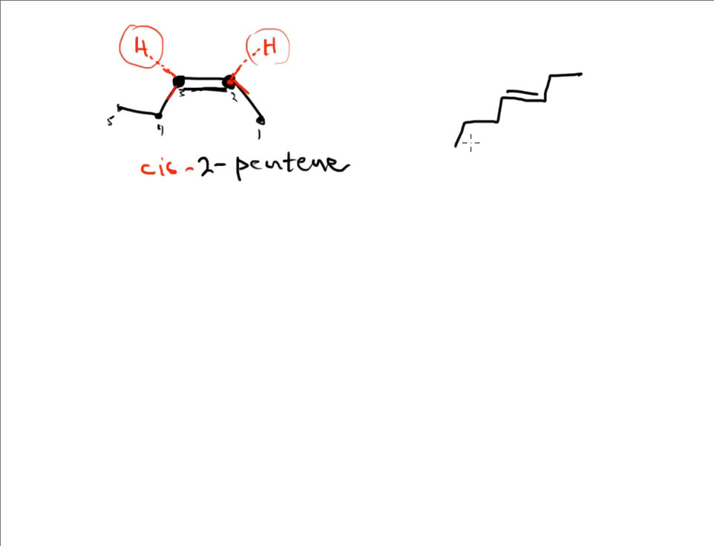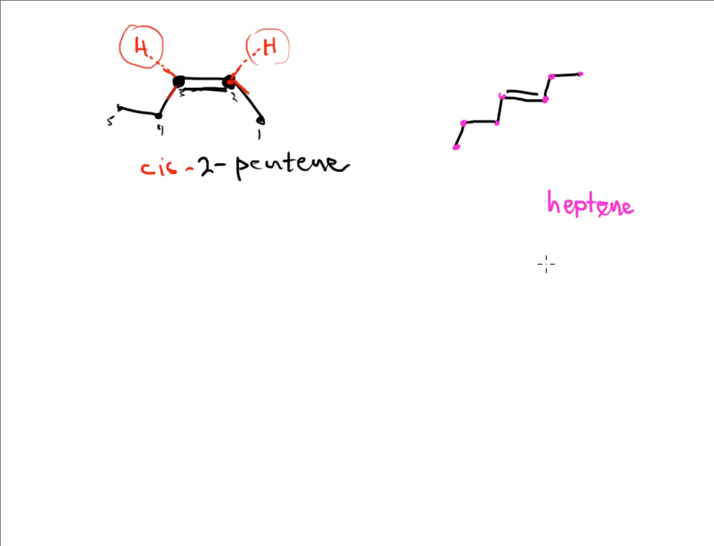All right, so here we go. Name it. And then we're going to assign whether this is cis or whether this is trans. Okay, so skeletal structure's there. I need to find my longest carbon chain. My longest carbon chain here, 1 carbon, 2 carbon, 3 carbon, 4 carbon, 5 carbon, 6 carbon, 7 carbon, 7 in total. So this is a heptene. E-N-E.